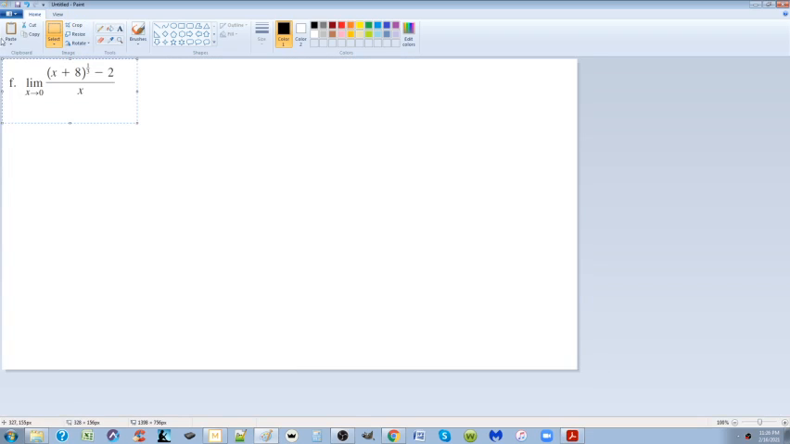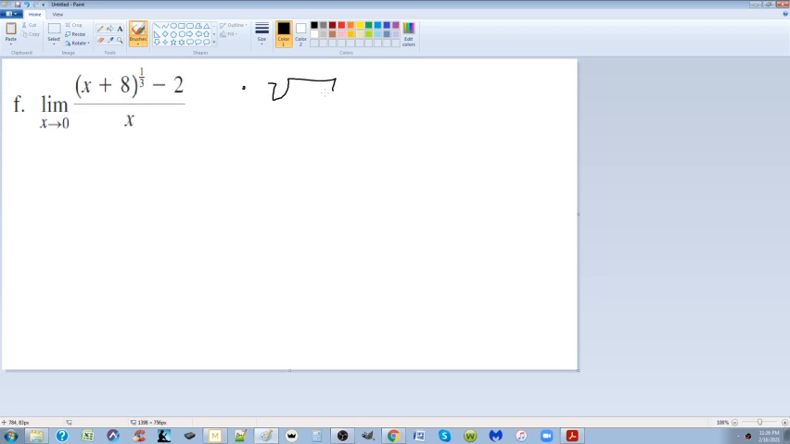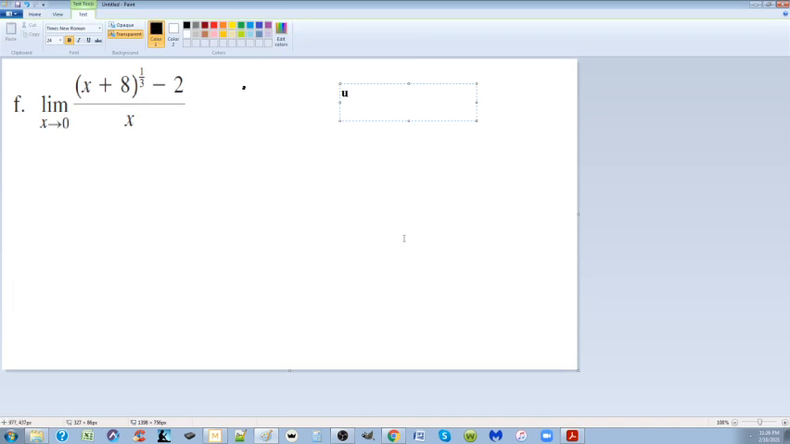So I'm just going to write what you have to do. Obviously, you can't take a cube root of this, and there's no way you can multiply by a conjugate. Although technically, I bet you could multiply by the conjugate. But it's clear that they want you to do this. They want you to make u cubed equal to x plus 8.